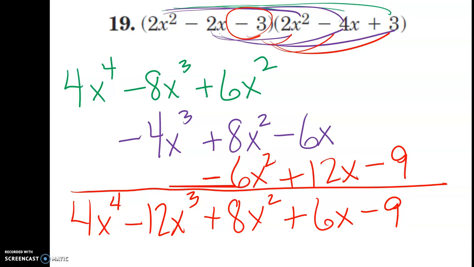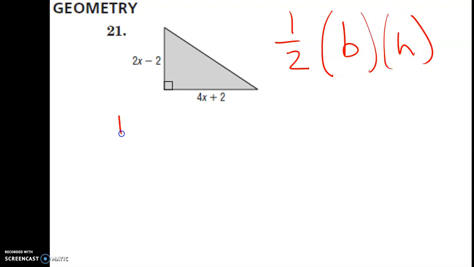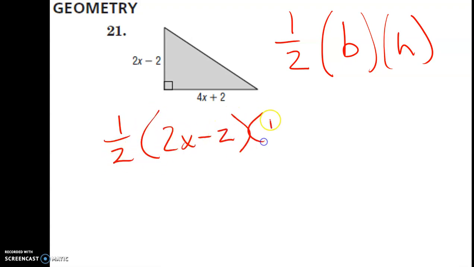We're going to try one more. We'll see what we have time for. I have about 50 seconds to get it done. So 1/2 base times height is the formula here. So 1/2 of 2x minus 2 times 4x plus 2. I'm going to take care of the binomial first.